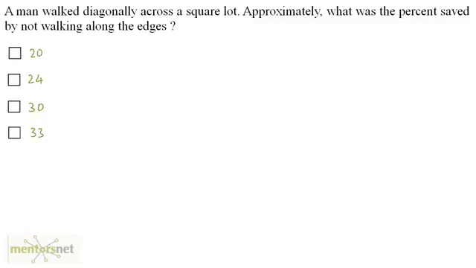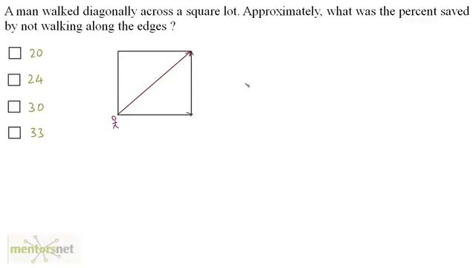A man walked diagonally across a square lot. Approximately what was the percentage saved by not walking along the edges? So this is the diagrammatic representation of our question. We have a square lot, and a man starts from here and goes diagonally across. Now if this man had to travel along the edges, he would have traveled like this.